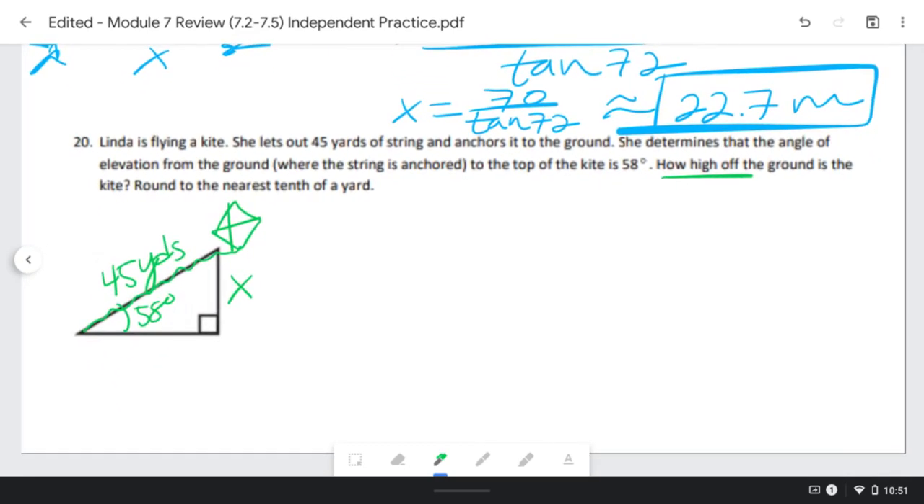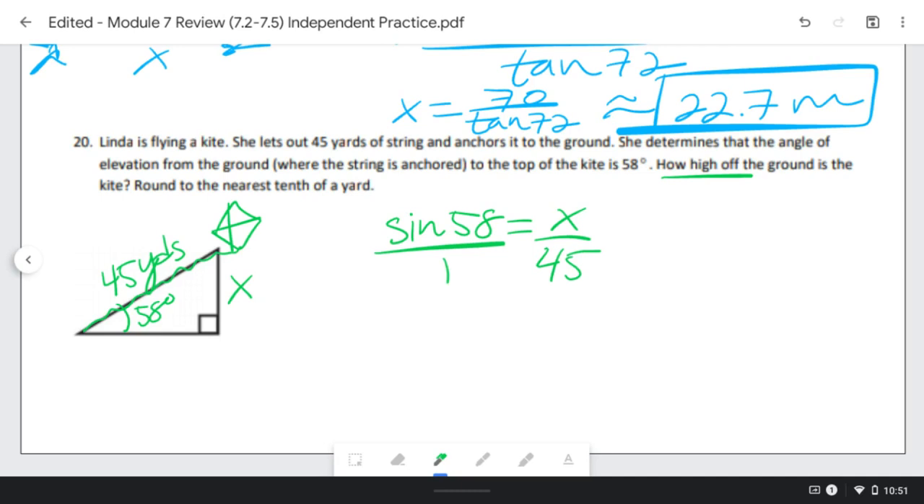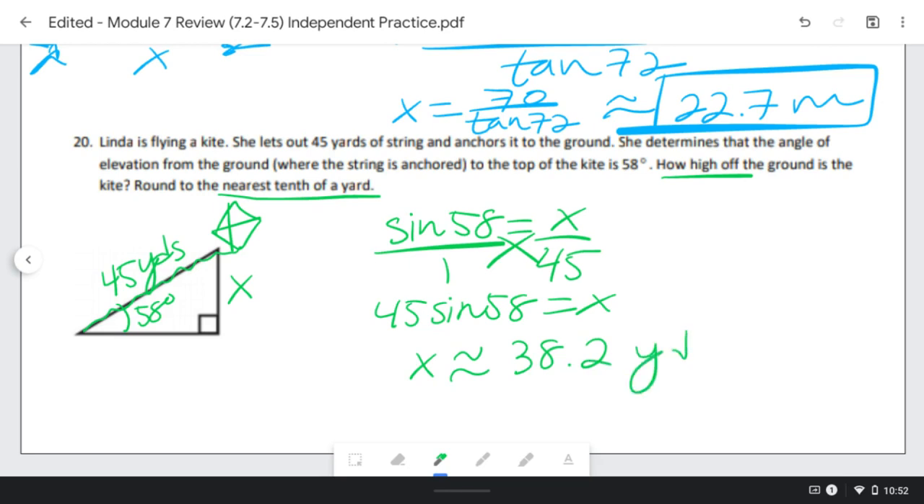And so this time I'm going to use sine. Sine of 58, because opposite, x, over hypotenuse, 45. And to solve this, I'm going to put this over 1 and cross multiply. 45 sine 58 equals x, and you can just plug that right into your calculator. It does say to round to the nearest tenth of a yard, so that's going to be 1 decimal place, and x is about 38.2 yards.